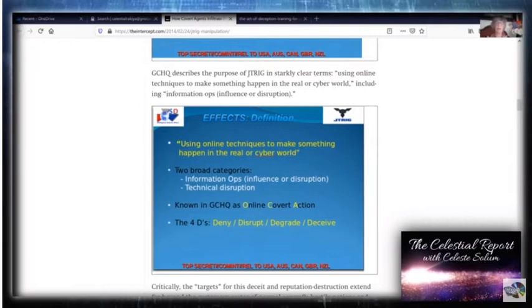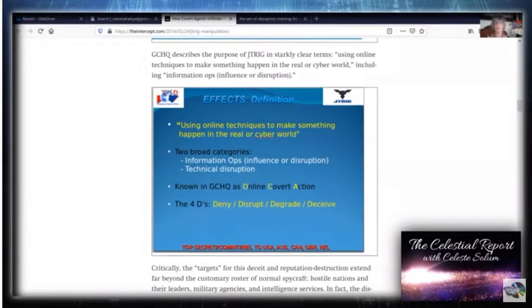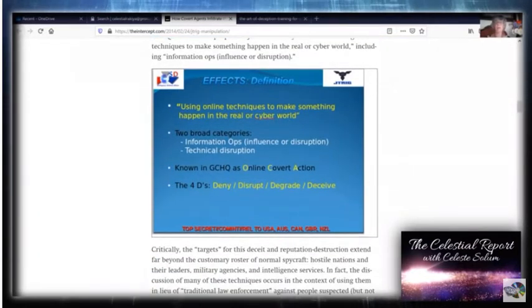And there are 2 categories. There's information ops, which influence or disrupt, and there's technical disruptions like cutting your internet type thing or a denial of service. They are together known as online covert actions, and there's the 4 Ds. So there's deny, disrupt, degrade, and deceive. And once again, those are the 4 Ds: deny, disrupt, degrade, and deceive. This is a top secret government document.